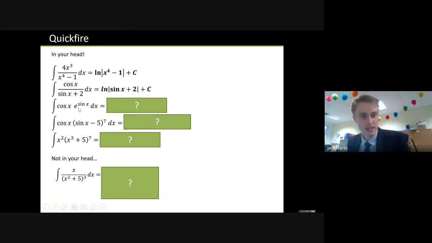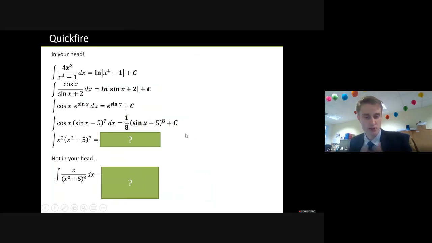Here, start with the e part. So try e to the sine x and see what e to the sine x differentiates to. It differentiates to cos x e to the sine x. So e to the sine of x is correct with the plus c, of course. Here, try the bracket to the power of 7. So bracket to the 7 should become 1/8 bracket to the power of 8. And sine of x minus 5 should differentiate to cos of x.